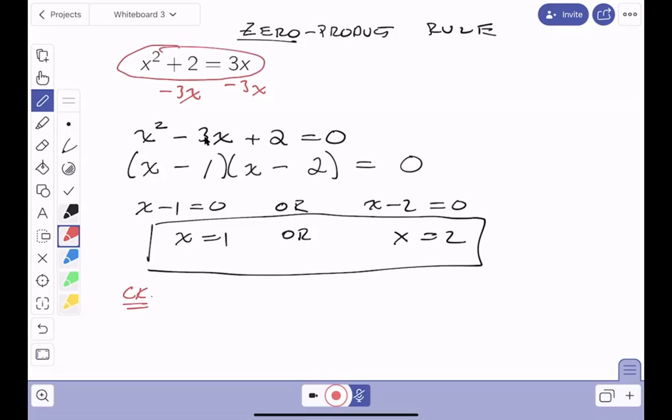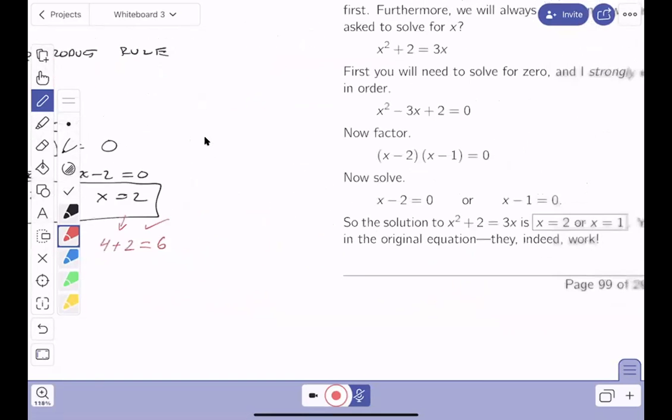Let's check 1 first. If I square 1, I get 1 plus 2, and 3 times 1 is 3. This worked beautifully. Let's try the 2. 2 squared is 4, 4 plus 2, and 3 times 2 is 6. Also checked beautifully. They generally do. They're pretty simple problems. Someone might say, I don't want to check those. That's fine, you don't need to check them.